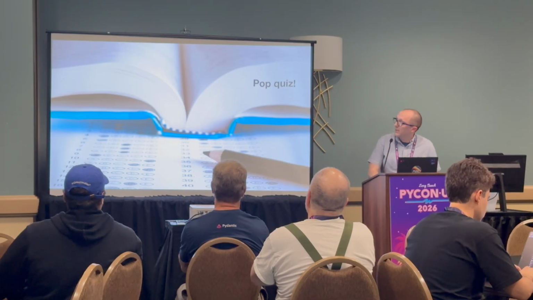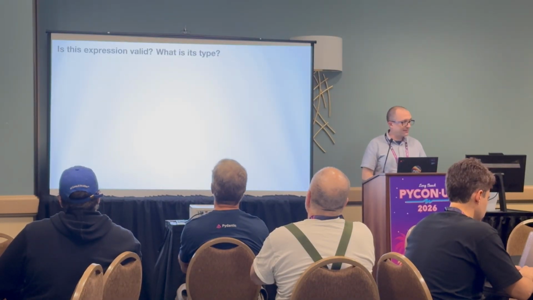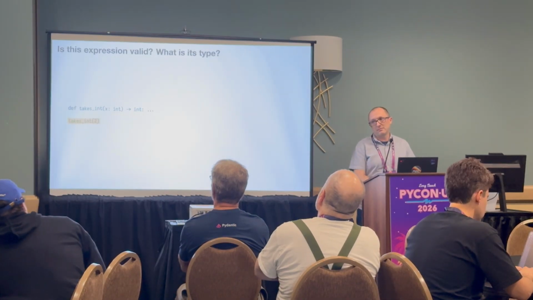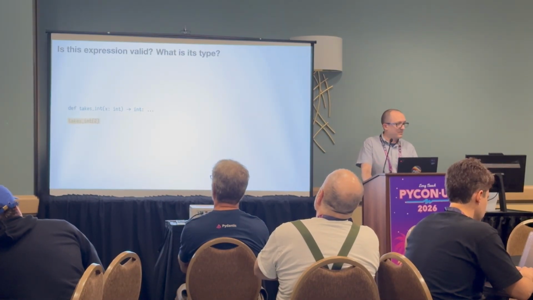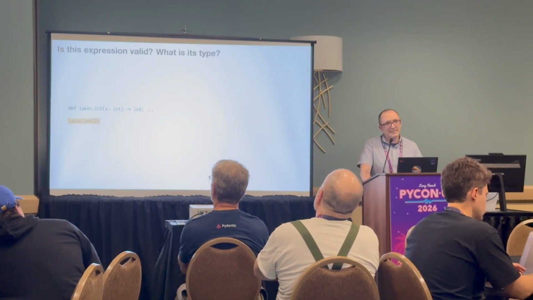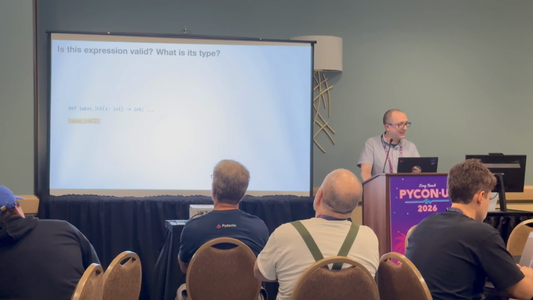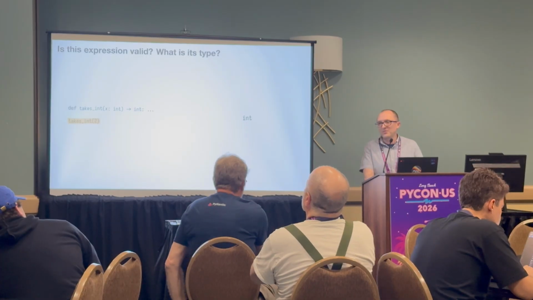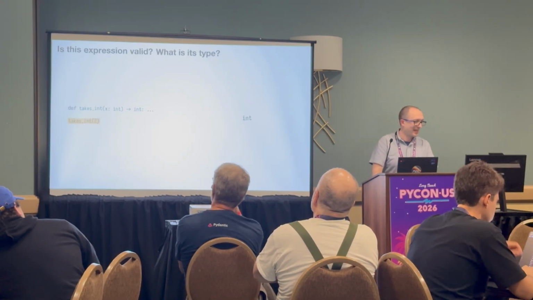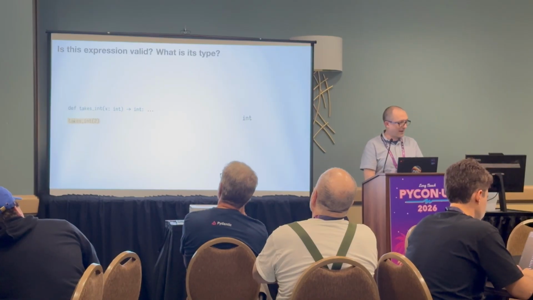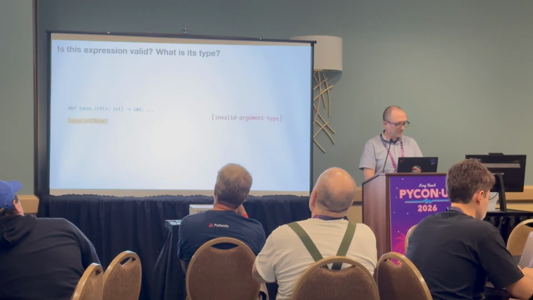So quick pop quiz. Let's start looking at some Python expressions, and I want to get from the audience answers to 2 questions. Is this expression that I've highlighted in yellow valid? And if so, what is its type? So real quick, this is a hopefully easy one to start with. Is this valid? Yes. What's the type? Int. The type of the result of the call. Yeah, so I would say it's int. It's not literal 2 because the function says it returns an int.